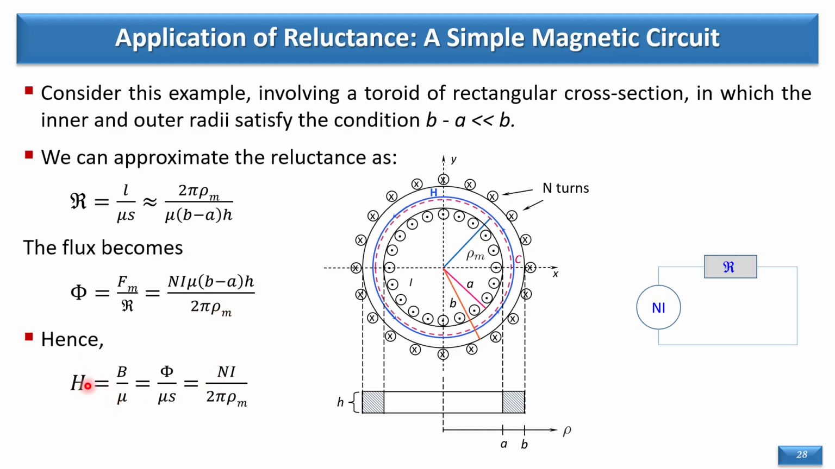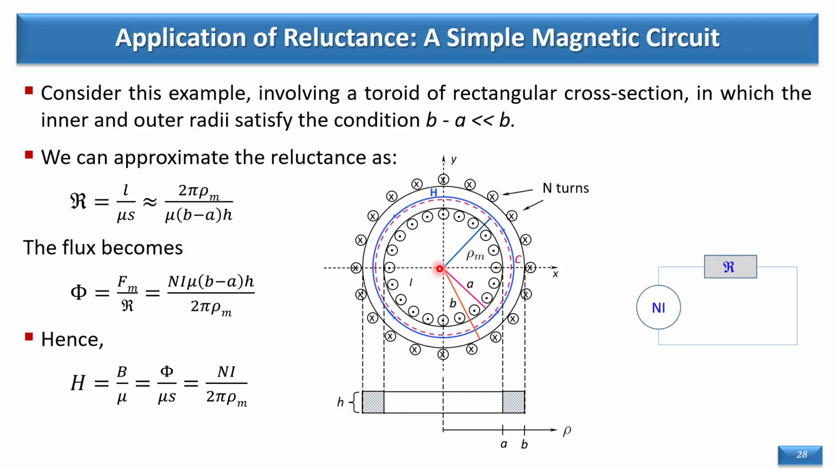So we can say H equals B over mu. What is the relationship between B and phi? B equals phi over S. So from this relation we can find H, and we will find that H equals Ni divided by 2 pi rho m. So this is exactly the same result that we got before.